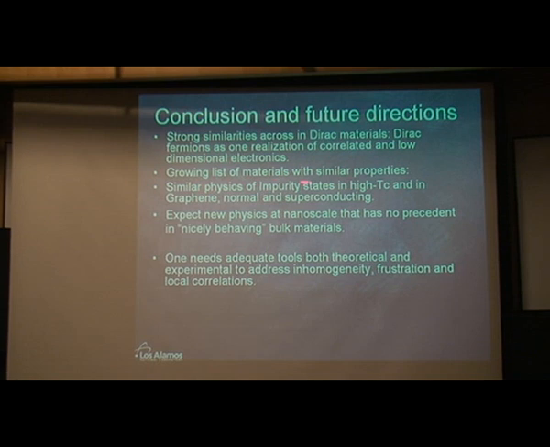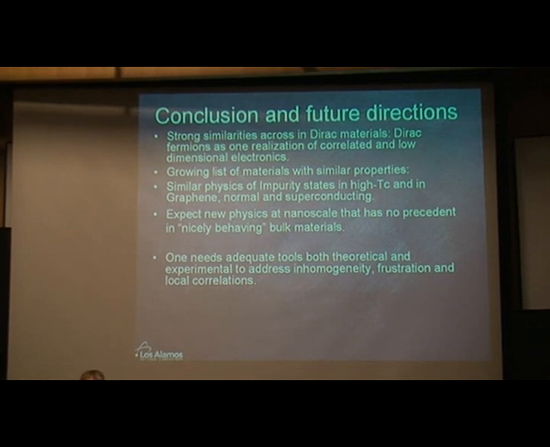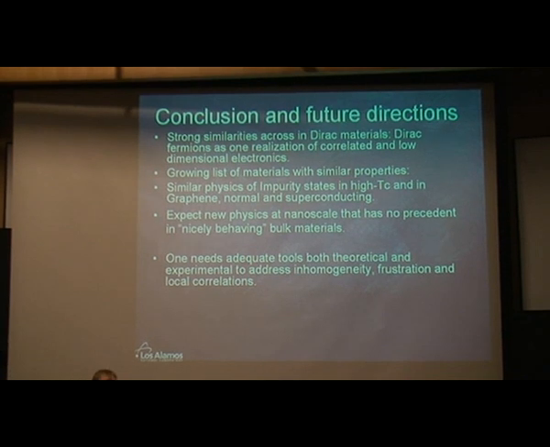So we do have a growing list of materials with similar properties, and I gave the list early on. Those are the unconventional superconductors, any unconventional states with nodal excitations in the fermionic spectrum, but also graphene. I would say that there should be very interesting new physics emerging at the nanoscale, and this physics has no precedent in nicely behaving bulk materials, which implies that to be faithful to the physics of these materials, one has to have the right set of tools.